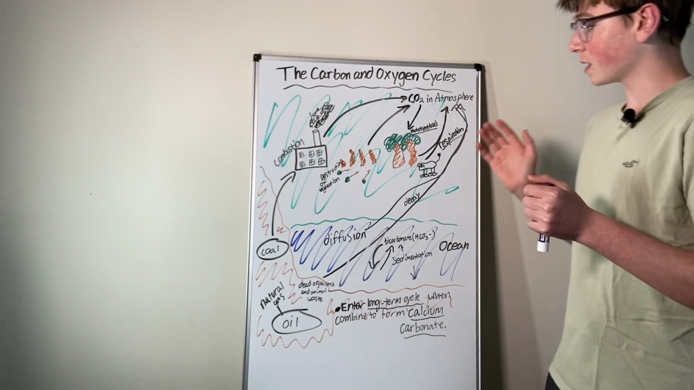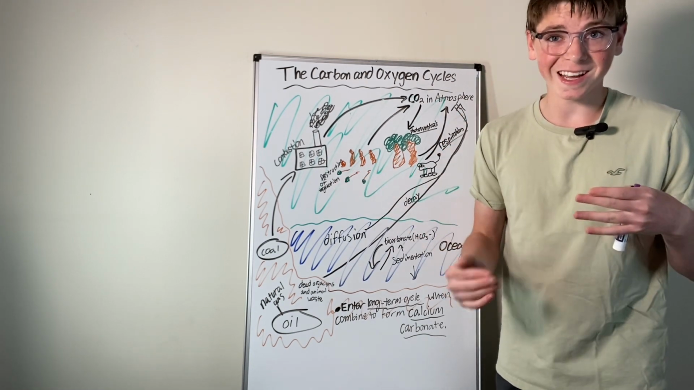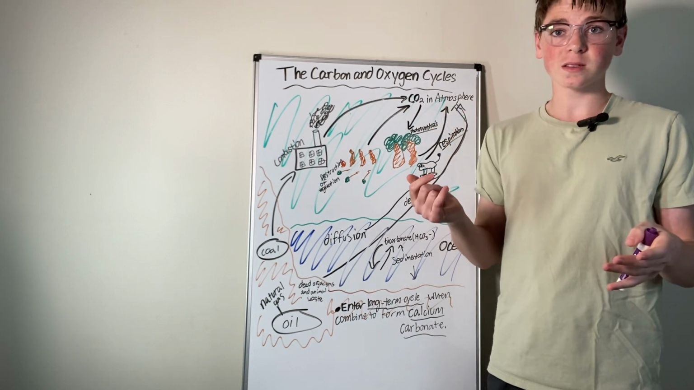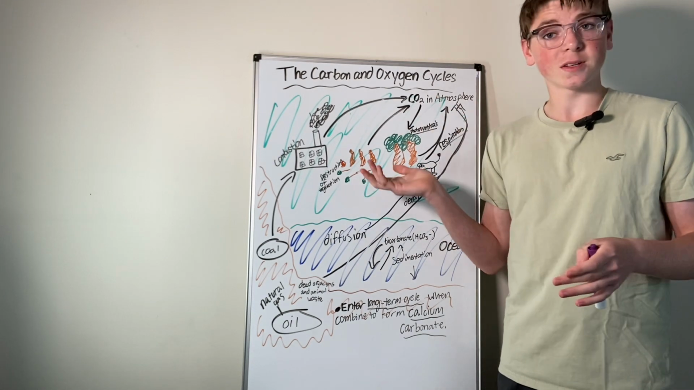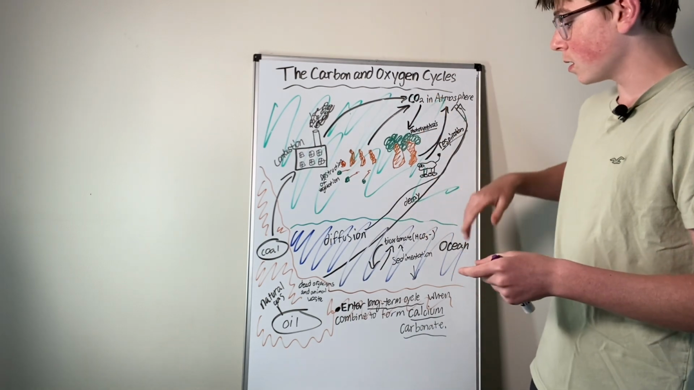Then there's many things like destruction of vegetation. There's carbon dioxide in these plants. So when that vegetation is destroyed, well, carbon dioxide goes back into the atmosphere.